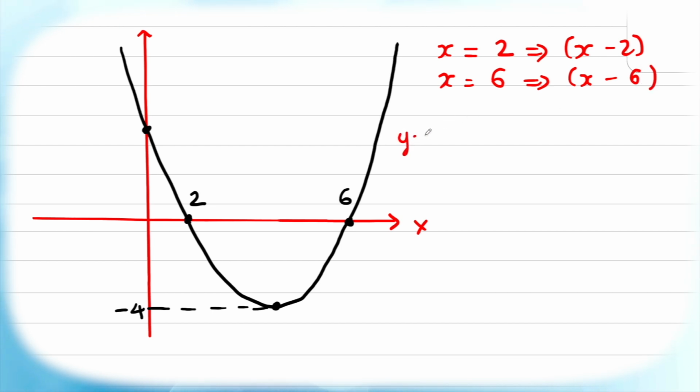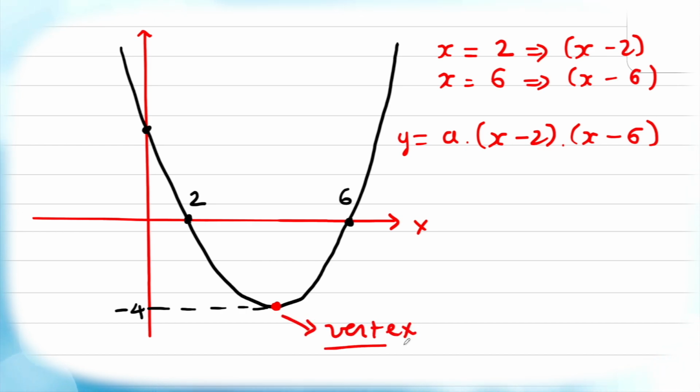You have the general form here: x minus 2 now and x minus 6 now. Don't forget the number A outside. How about minus 4 here? You have a problem. The minus 4 here represents the y coordinate of this point. This point is the vertex.